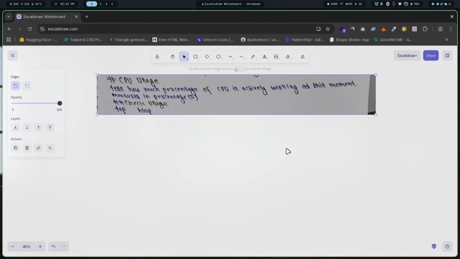In this video we are going to learn what is CPU usage. So CPU usage tells how much percentage of CPU is actively working at this moment. It is measured in percentage. To check your CPU usage, you can write the top or htop command.